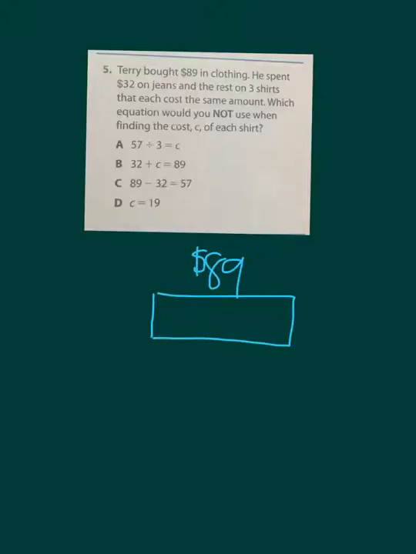He spent $32 on jeans. That sounds like a part, so I'm going to put 32 here. And the rest on 3 shirts that cost the same amount. So those are my 3 equal spaces for the 3 shirts. And then I look over here and I see that the cost, C, of each shirt, I should represent that with a C. We talk about how this C is called a variable from when we were in our algebra unit.